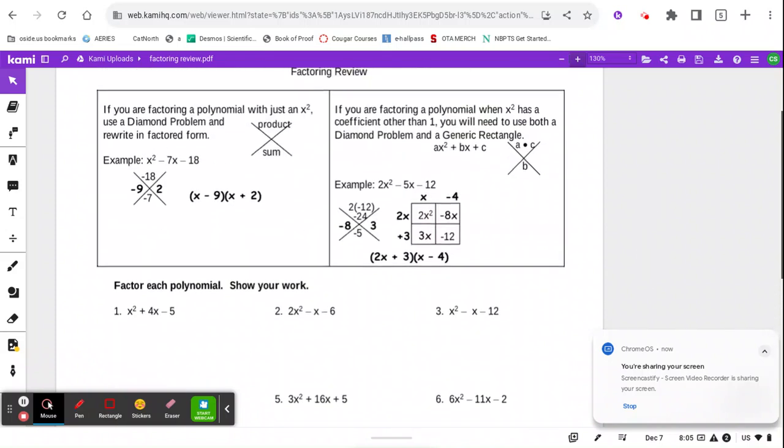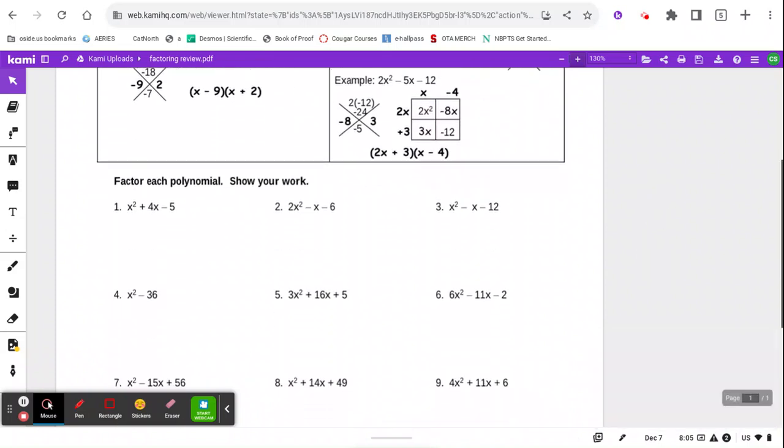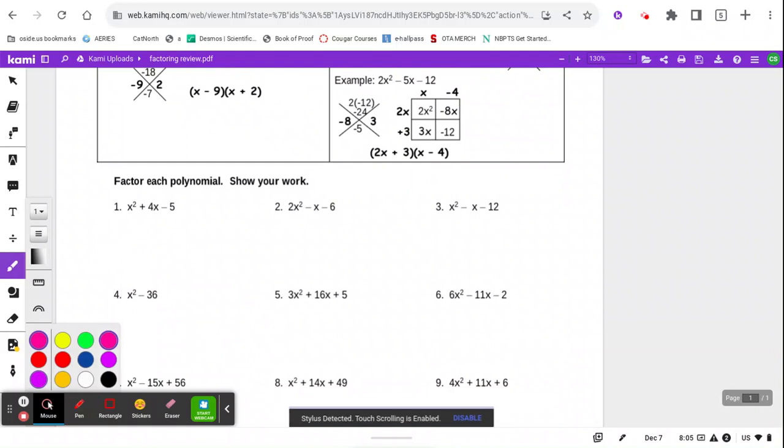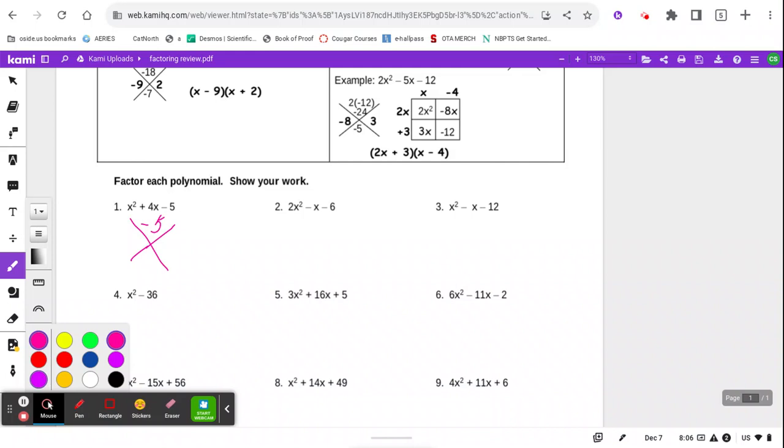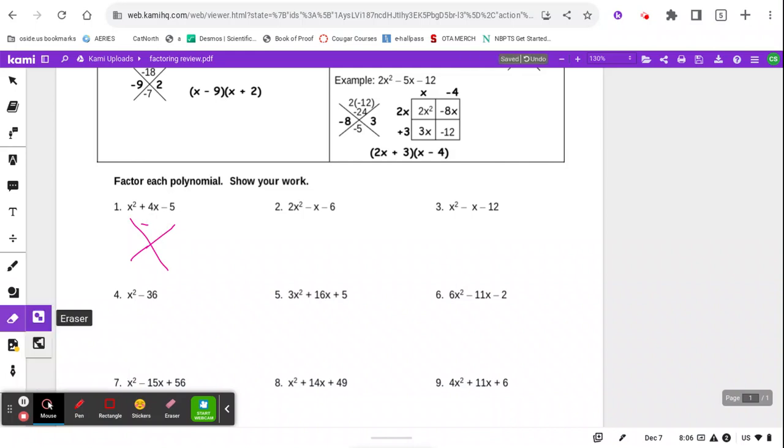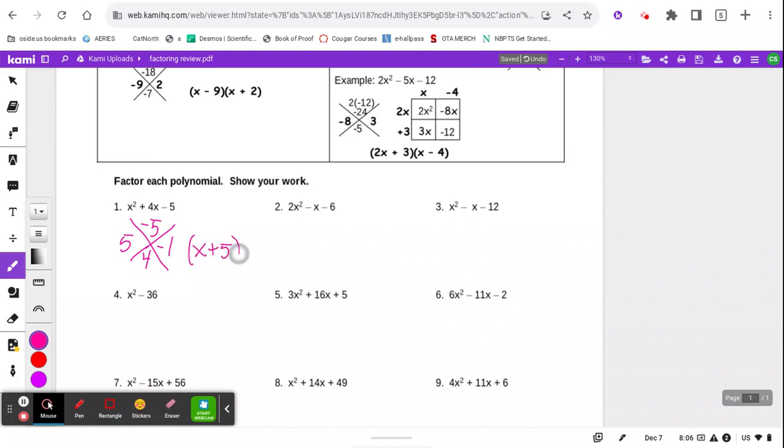So as you can see, they gave us some samples at the top here to look at and refer to, but whatever method you want to use to factor these, feel free to try any method that works for you. This first one, I see that we're trying to get a product of -5 and a sum of 4. What times what makes -5? So if we choose 5 and 1, and then we want the 4 to be positive, so it's 5 minus 1. So my factors are x plus 5, x minus 1.